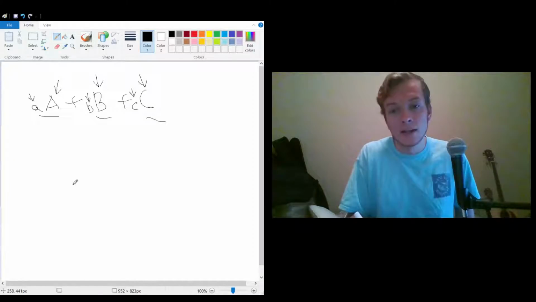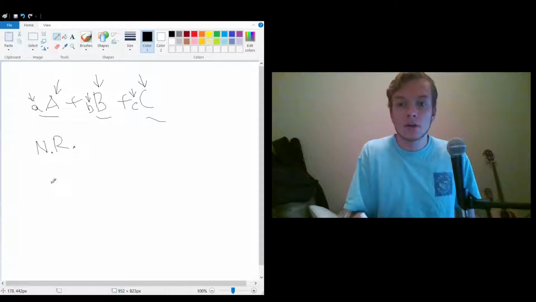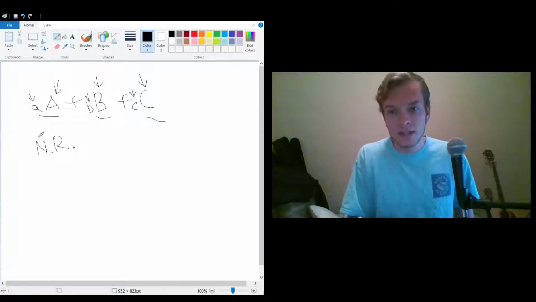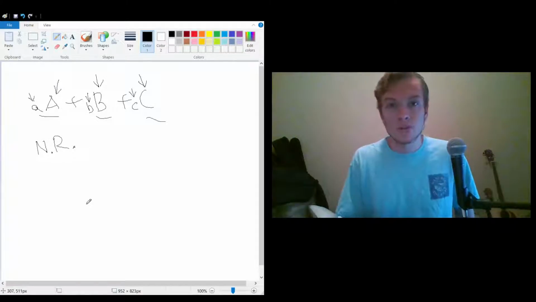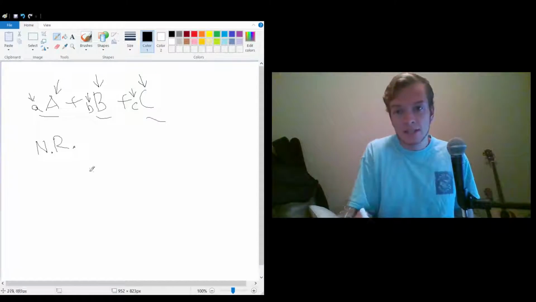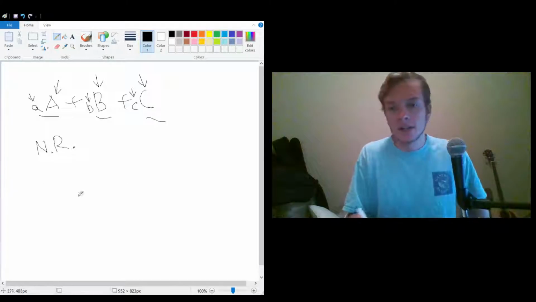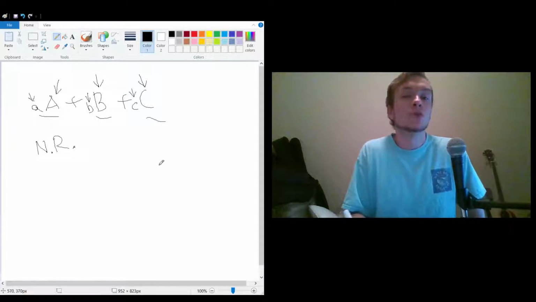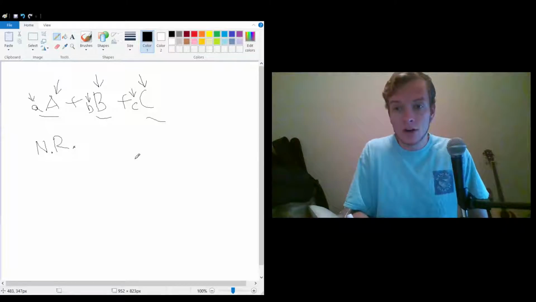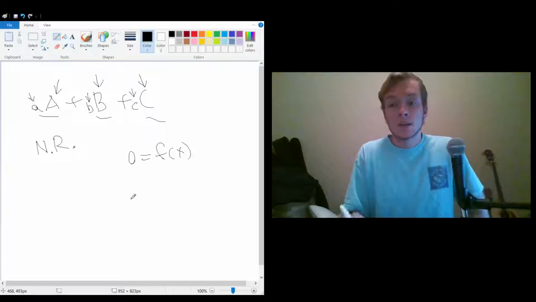So Newton-Raphson. So we have Newton-Raphson labeled NR, Newton being, I believe, Isaac Newton, and Raphson being another person. But then what Newton-Raphson does is, all right, let's look at an equation. So we want to find the zero of an equation. So we are setting f of x equal to 0, right?